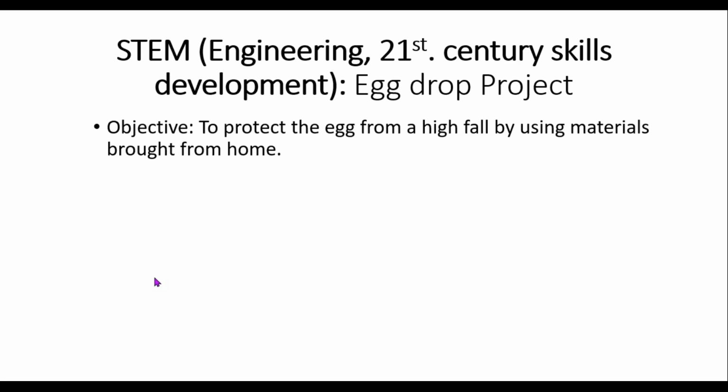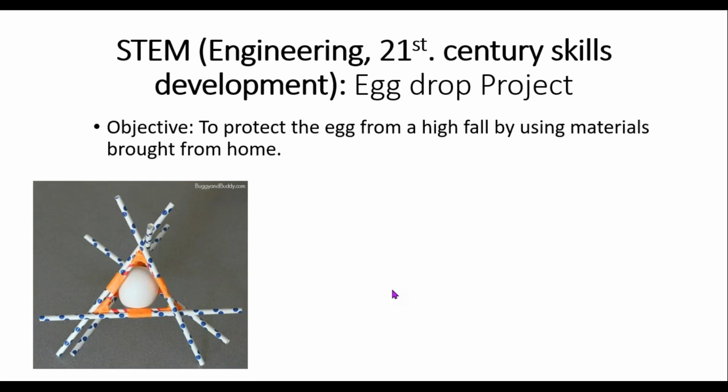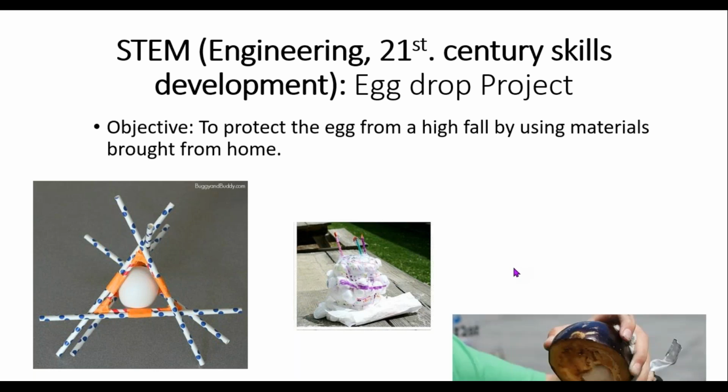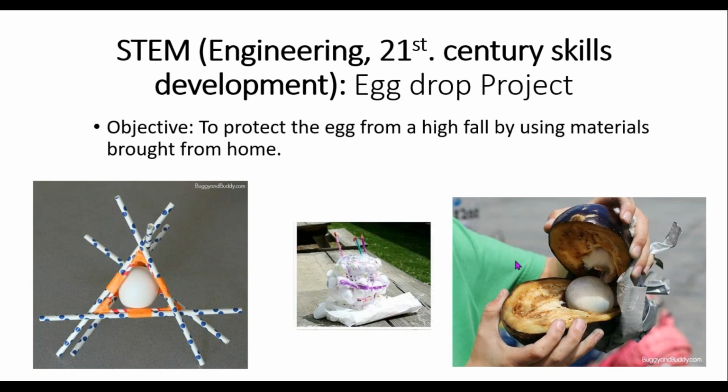And I'm going to show you some of the prototypes that I found for this egg drop project. This is a prototype made from straws and tape. This is another one. This is the egg all covered in cotton. And this was my favorite. This team used an eggplant to protect the egg.